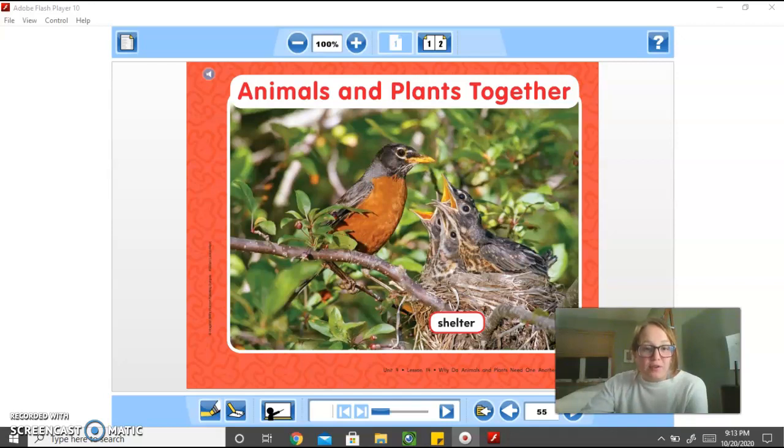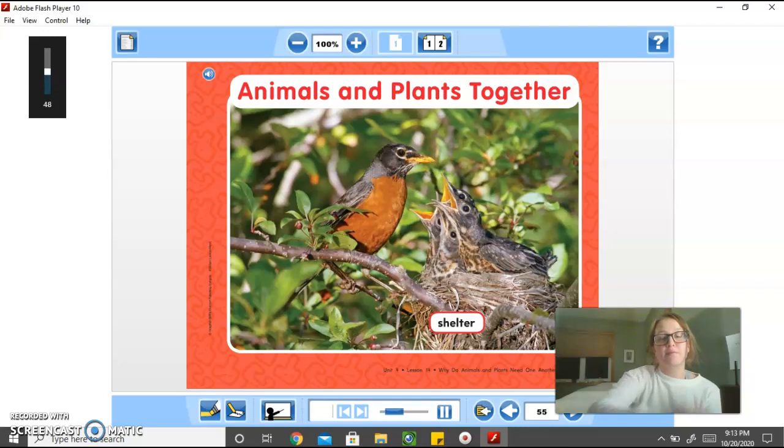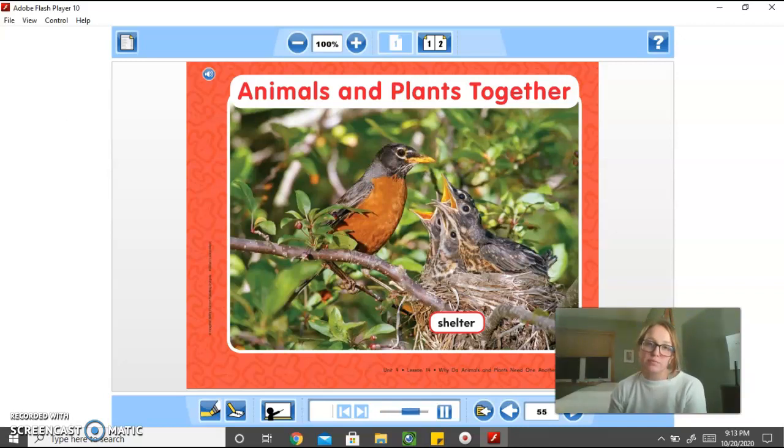Okay, so page 55. Let's listen to what they have to say. Unit 4, Lesson 14. Why do animals and plants need one another? Animals and plants together. Shelter.